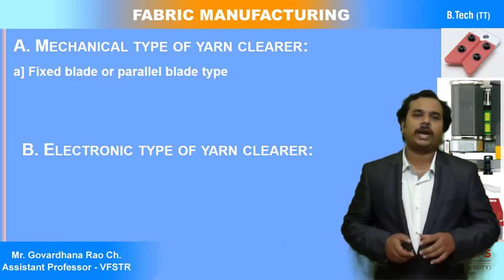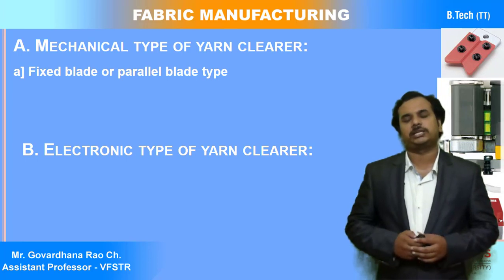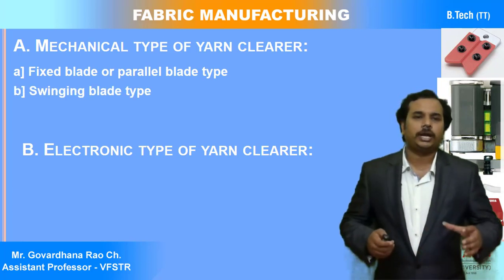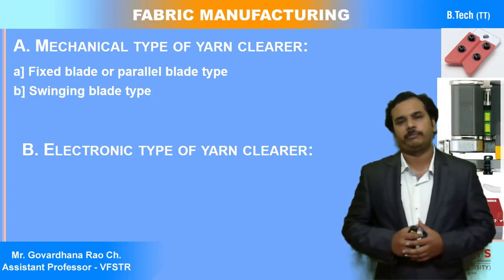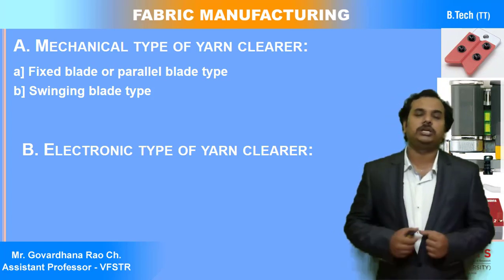Now mechanical type of yarn clearers are classified again into two categories. One is called a fixed blade or parallel blade type of mechanism, and the second one is called a swinging blade type of mechanism.